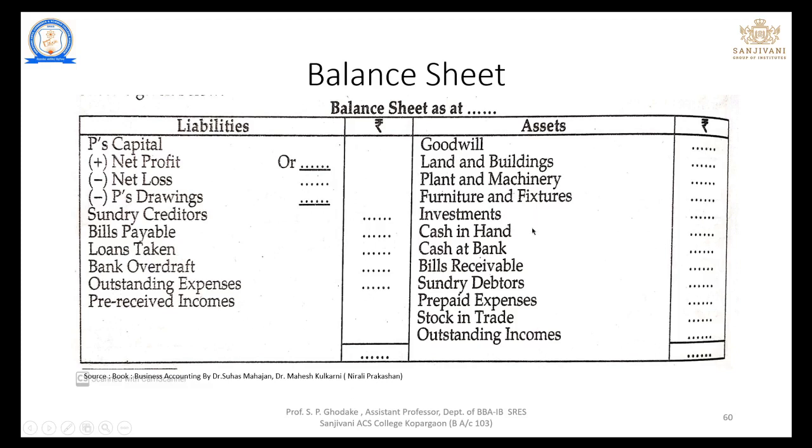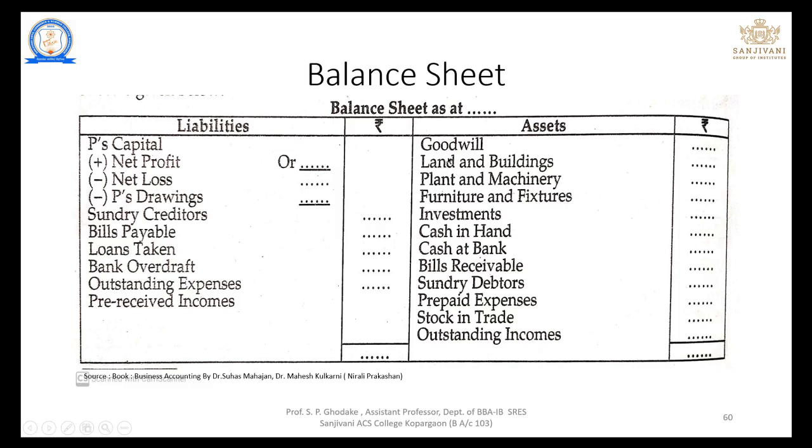Whereas we have the other side, that is assets of the balance sheet, where we have the goodwill, then land and building. If an adjustment of depreciation is there, then we have to write down these assets in the inner column. Generally it is on the fixed assets. Then plant and machinery will be there, furniture and fixtures, investment, cash in hand, cash at bank, bills receivable, sundry debtors, prepaid expenses, stock in trade, outstanding incomes. Those are some of the items of the assets.